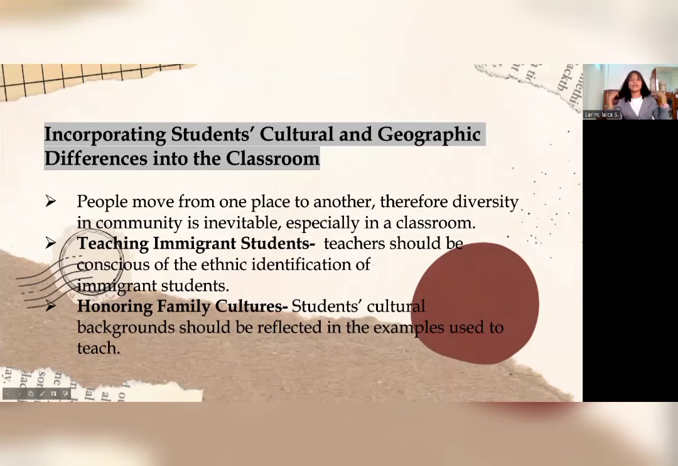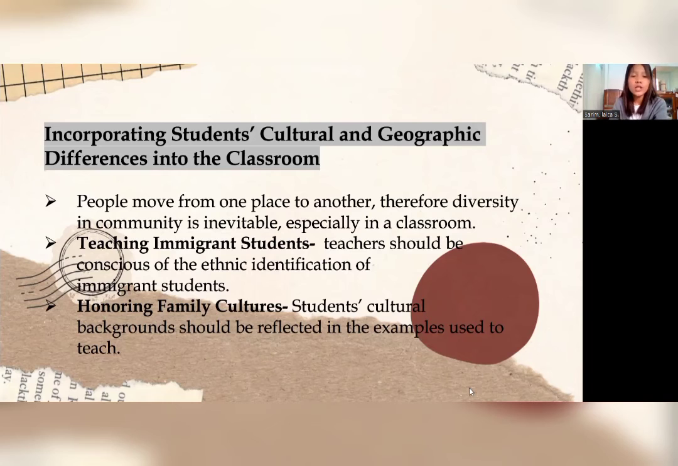So next is incorporating students' cultural and geographic differences into the classroom. People move from one place to another. Therefore, diversity in community is inevitable, especially in a classroom. So it is inevitable to have an immigrant student. So how can we incorporate our students' cultural and geographic differences into the classroom?